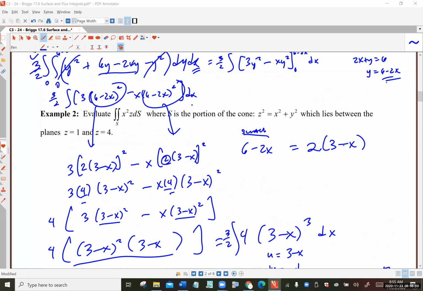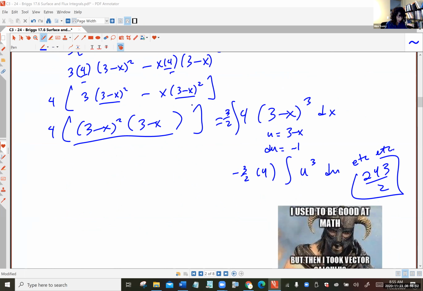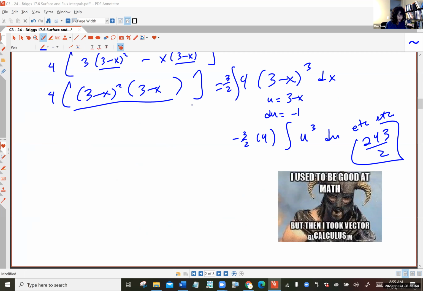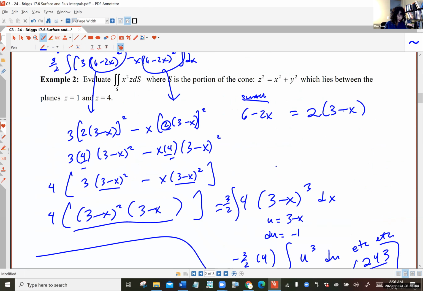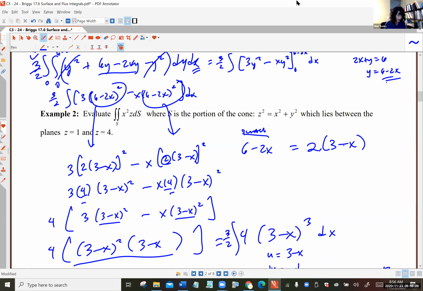Yeah, okay. All right, so I just blew over example 2. And so we'll start example 2, I guess, right here. There's my meme. I used to be good at math, but then I took vector calculus. Ha ha ha. Some of you may feel that way. I don't know. What's the deal?